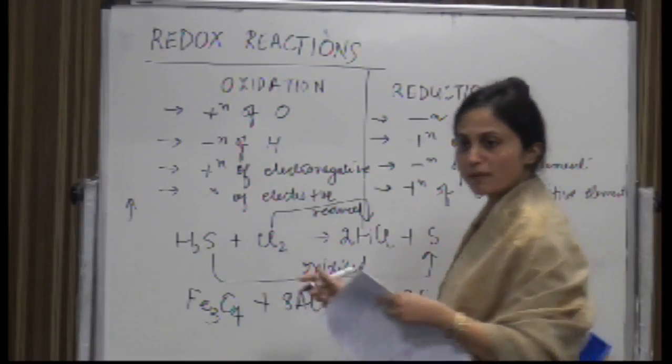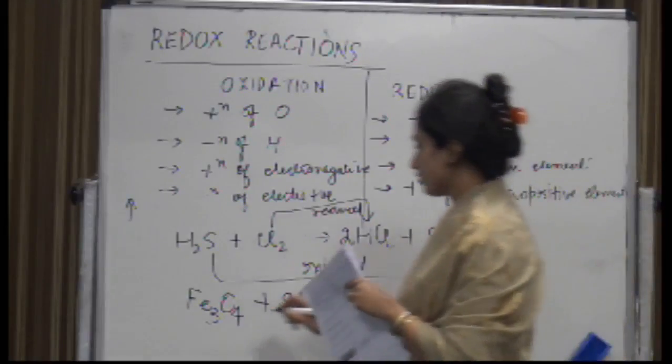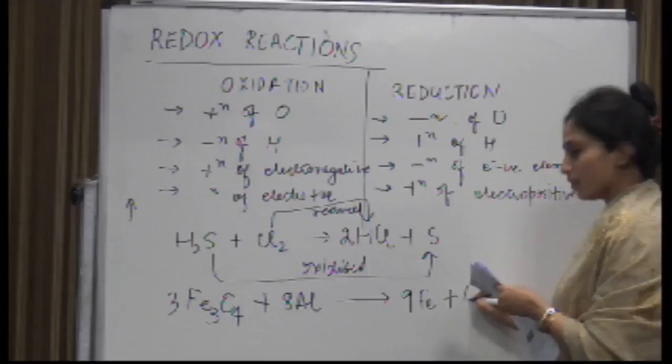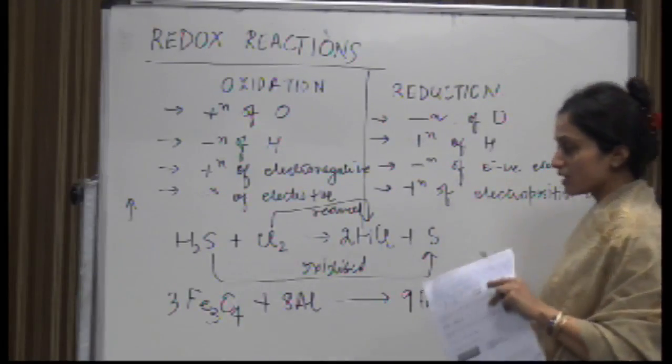I mean, you can just balance it out. I'm not talking about the balancing part of it right now. Plus 9 Fe means this must be 3. All right, 9 Fe plus 4 Al2O3.